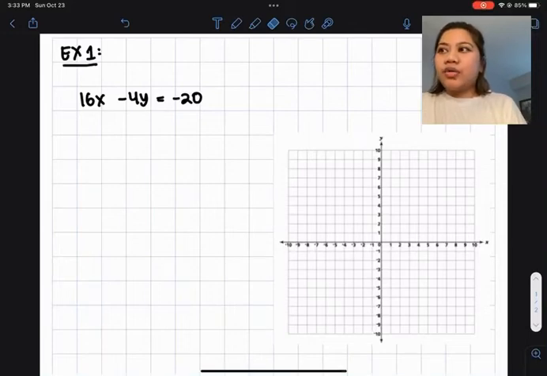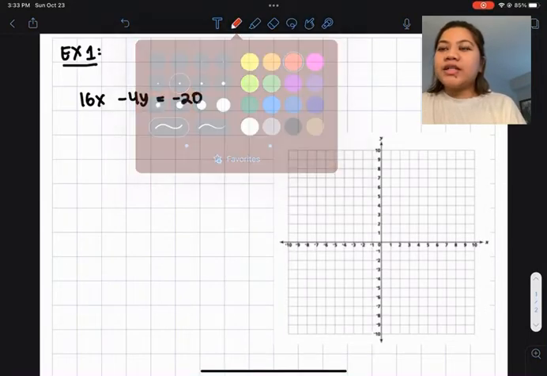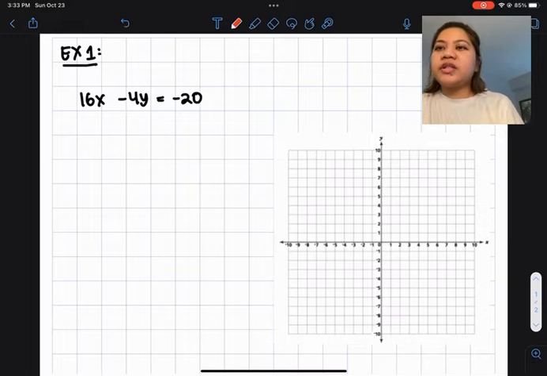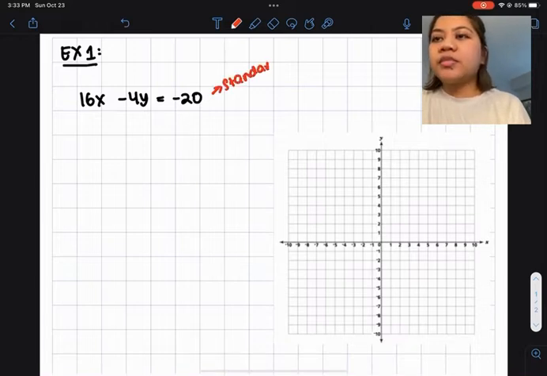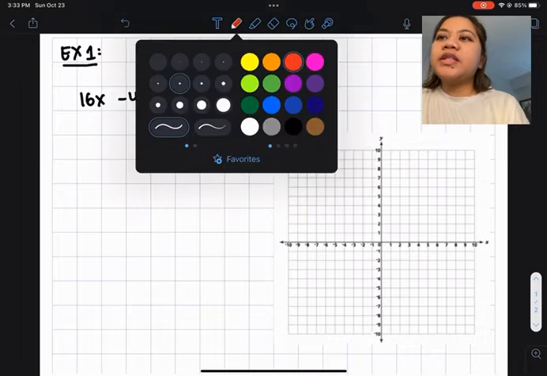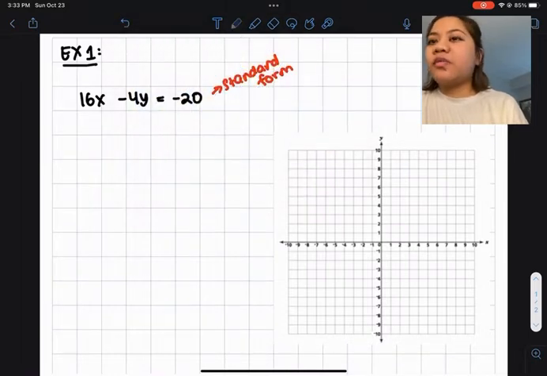Alright guys, so today we're gonna go over a sample of your project. So basically what I have here is an equation, but this equation is in standard form and we want to graph this equation, okay? So in order to graph this, we need to find slope and y-intercept. Okay, because this is in standard form, we have to isolate y, right?